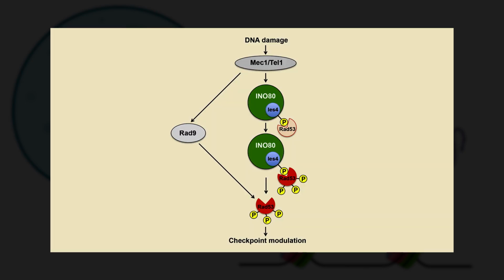The INO80 complex, named for its role in inositol metabolism in yeast, specializes in histone variant exchange and DNA repair. It swaps histone H2A.Z for H2A, promoting open chromatin for repair processes like double-strand break repair and replication fork progression. INO80's role is critical in maintaining genomic integrity under stress.